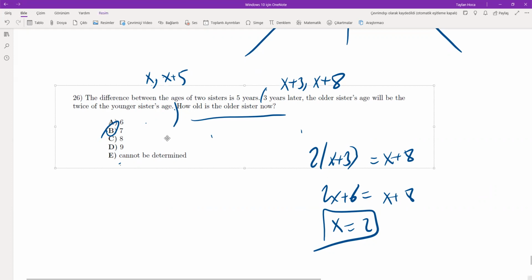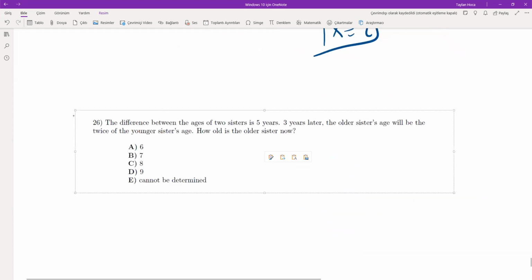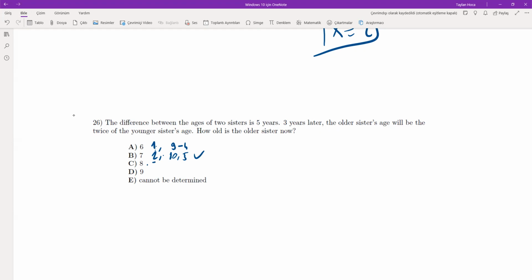Or another idea could be, if it is 6, then now they are 1. The younger sister is 1. 3 years later, 9, 4, no. 7, 2, let's say 10, 5, yes. 8, 3, 11, 6, no. 9, 4, 12, 7, no. So you can check the answers quickly.